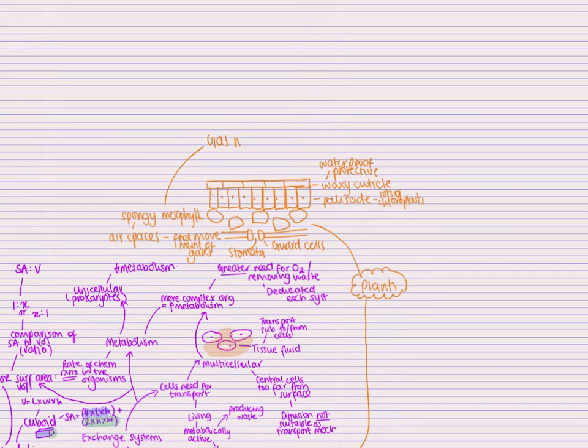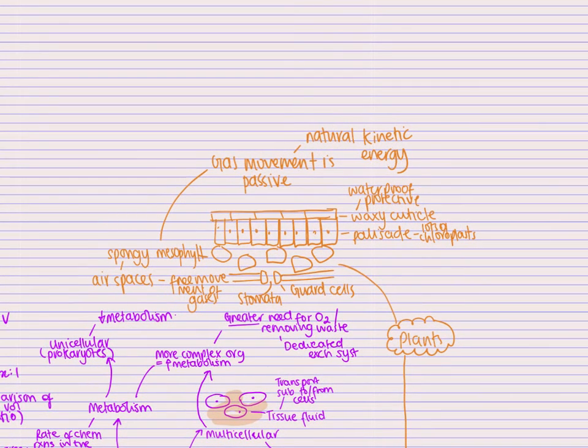Now, the important thing that we need to know about plants is that gas movement is passive. What that means is that we are relying on the natural kinetic energy of the gas molecules themselves. And because of that, we can't control how fast or how slow gases move in and out. We can control water loss, which we'll look at later on, but we can't go like, okay, breathe in plant, breathe out plant. It doesn't work like that.